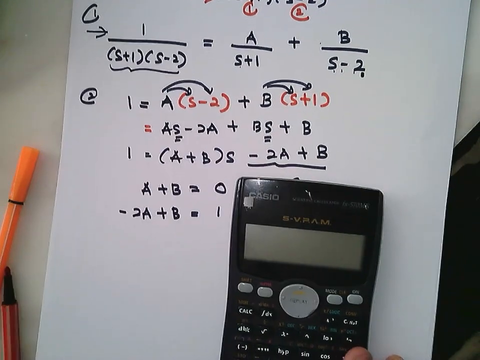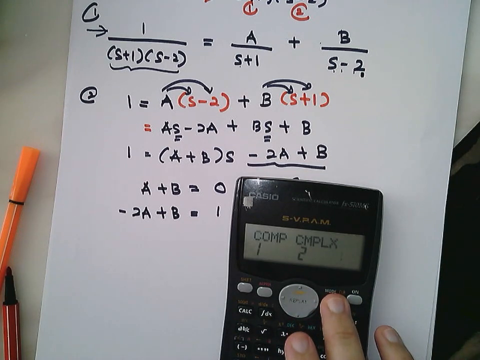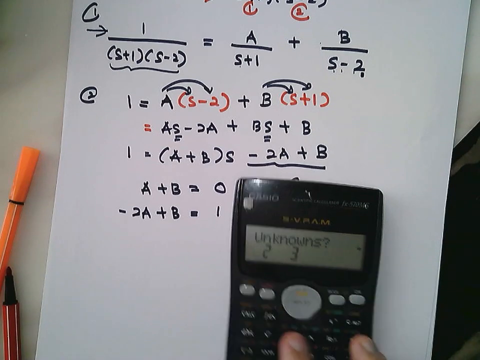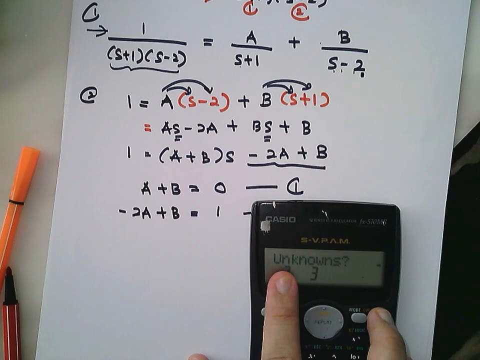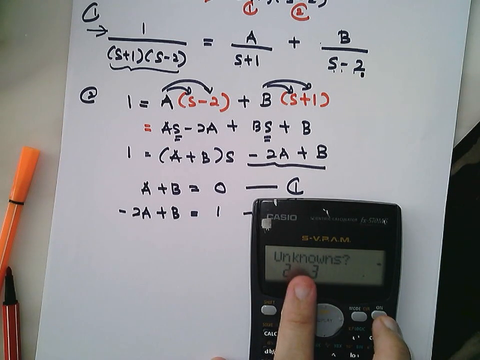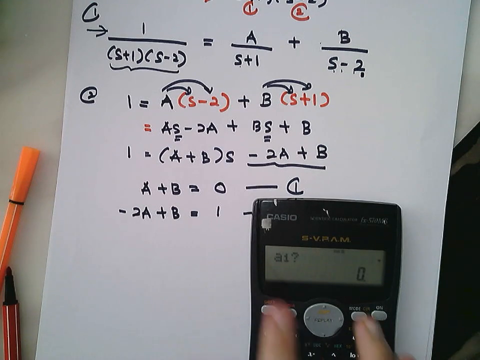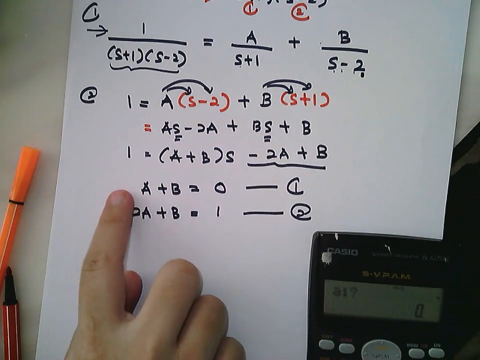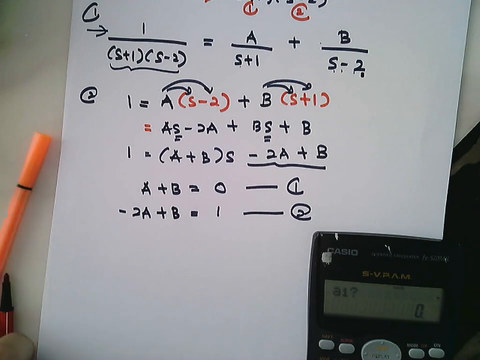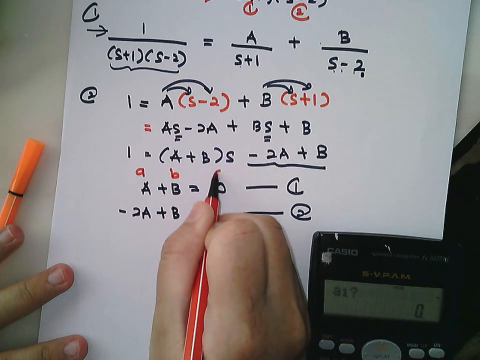Okay, so how are we going to find the value of A and B by using calculator? First you need to set this one equation. Now you are dealing with unknown, not degree. How many unknowns do you have? 2, A and B. So your a1 refers to your first equation. This column will represent your a, this is b, and this is c.